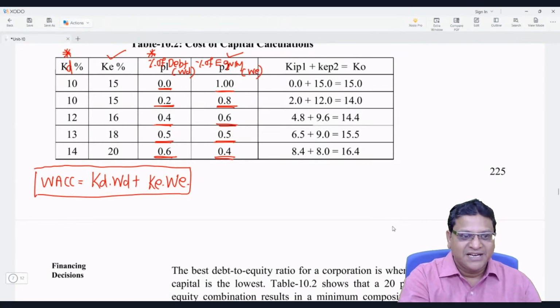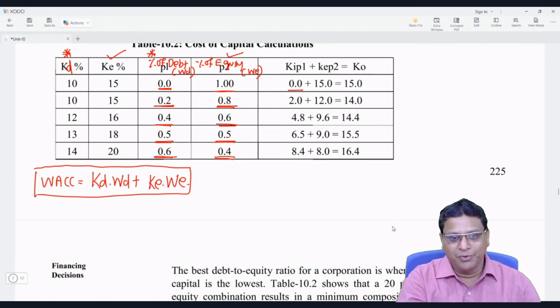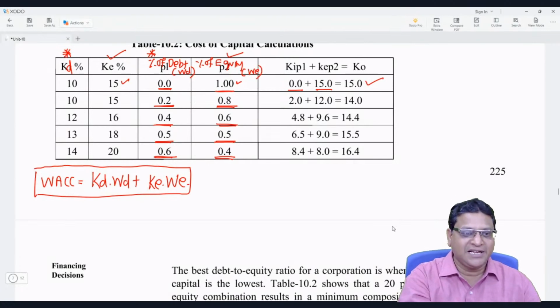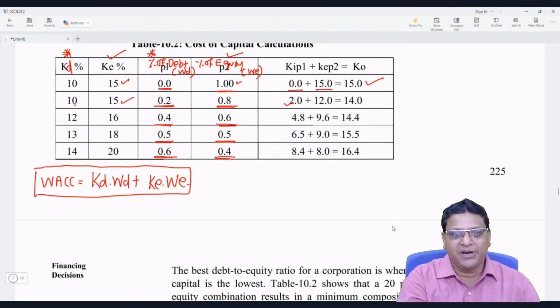So in the first case, KD is 10% and the weight is 0, so KD into WD is equal to 0. And in the first case, KE is 15% and WE is 1, that is 15 into 1, which is 15%. So 0 plus 15% comes to 15%. In the second case, where you use 20% debt and cost is 10%, 10 into 0.2 is equal to 2, and the other is 15 into 0.8, that is equal to 12, and it comes to 14.